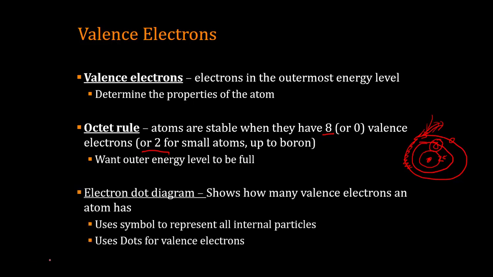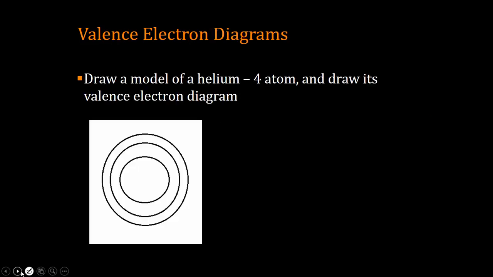Electron dot diagrams allow us to ignore all the junk that's going on the inside and just look at the valence electrons, which is going to be very helpful in figuring out what kinds of bonds and how these atoms will bond. So we use the element symbol to represent all the internal particles, and then we put electron dots around the outside to represent the valence electrons.